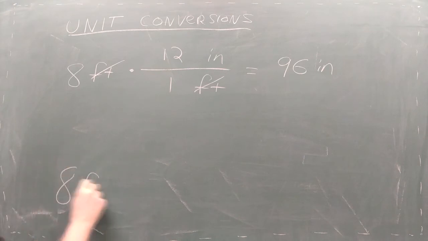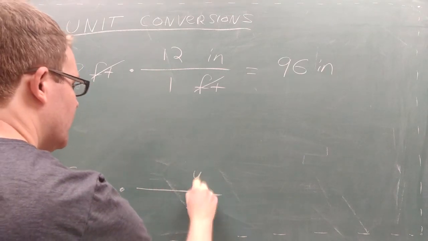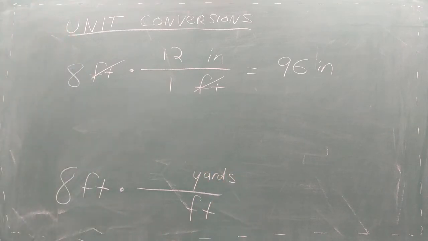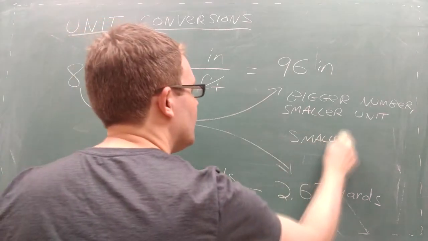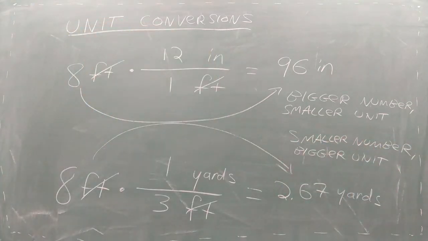The process for converting to yards is very similar. Again, we start with 8 feet. In our fraction, feet will go on the bottom and yards will go on the top. There are 3 feet in 1 yard, so we write a 1 on top and a 3 on the bottom. When we multiply, we get a number of 2.67 and units of yards. Notice that the number gets bigger when we change to a smaller unit, but smaller when we change to a bigger unit.